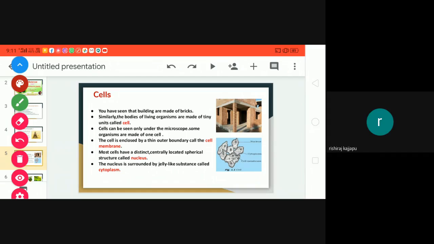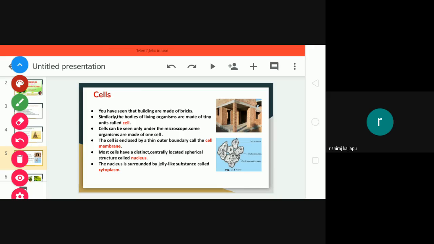It is like a spherical. Sir, plants also have cells. Yes. Every organism is made of cells. If you observe the cell, there is a spherical structure in the middle, right? That structure is called the nucleus.